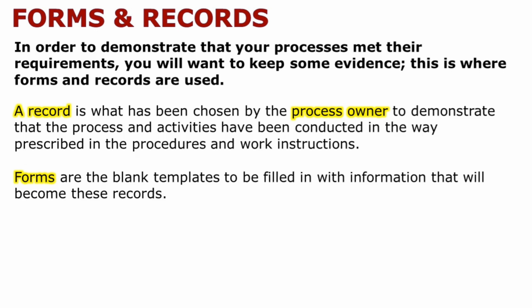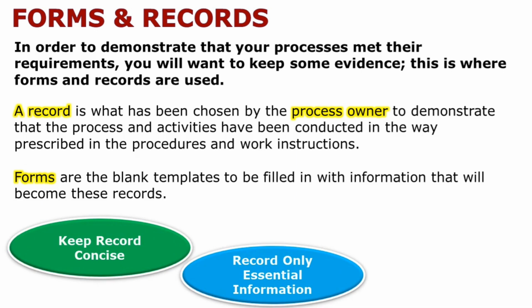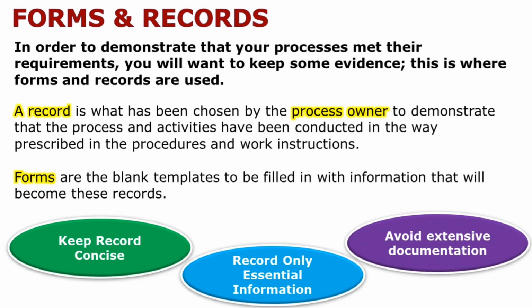When it comes to records, remember these key points. Keep them concise, include only what's necessary, nothing extra. You need to record only the essential information needed to demonstrate compliance. Avoid making records overly detailed. Thus, forms and records are your proof that everything is running smoothly within your quality management system.